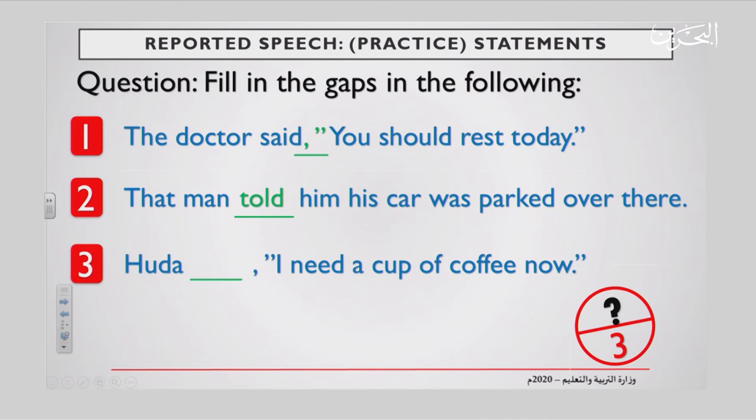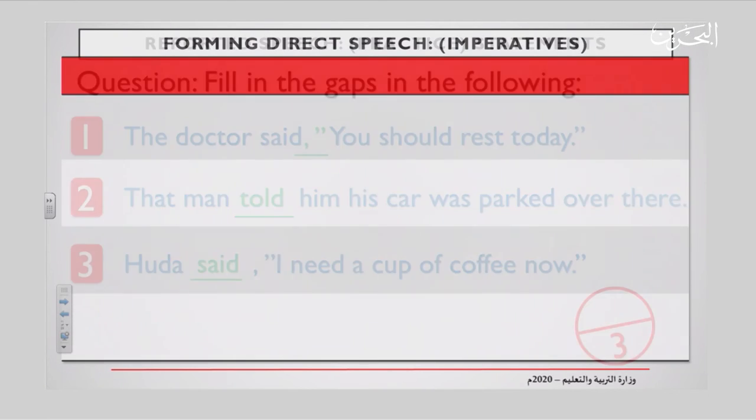Three. Huda, gap, comma, quotation, I need a cup of coffee now, quotation. What is missing? All right, let's check the answer. The answer is said. Huda said, comma, quotation. All right, give yourself a mark of three and let's carry on.